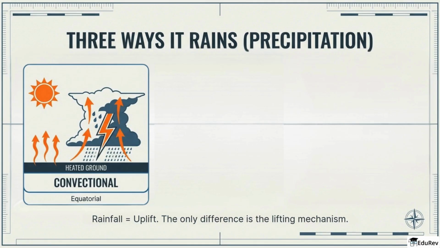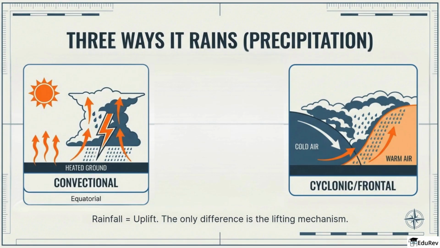Orographic rainfall. Moist air is forced up a mountain on the windward side. Leeward side becomes a rain shadow. Cyclonic or frontal rainfall. Warm air is lifted over colder air along fronts, giving widespread, longer duration rain. If you write this in mains as uplift is the common requirement, your explanation looks organized immediately.